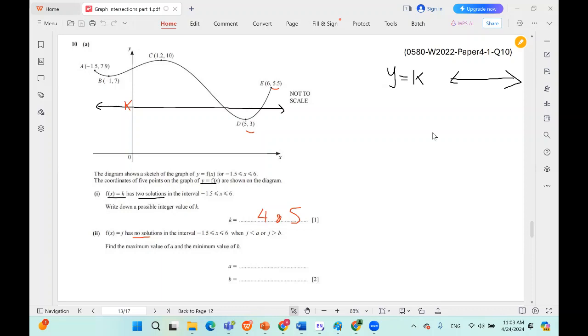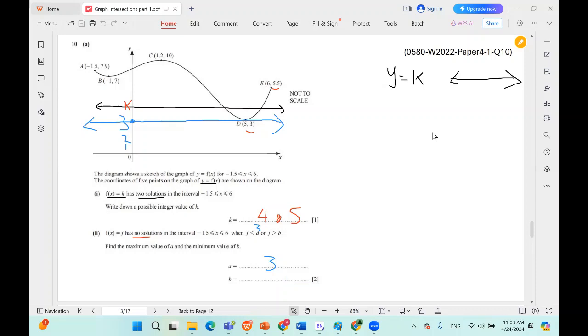So if you see this blue line here, any line below this blue line would not cut the curve at all. So the y value of this blue line is 3. So 2 or 1 or anything below 3 would not cut the curve at all. So therefore, a should be 3. And the reason is, if j is less than 3, the line would not cut the curve at all.